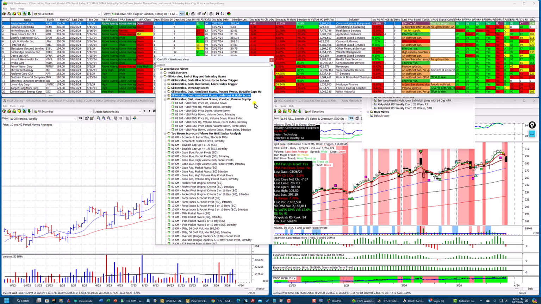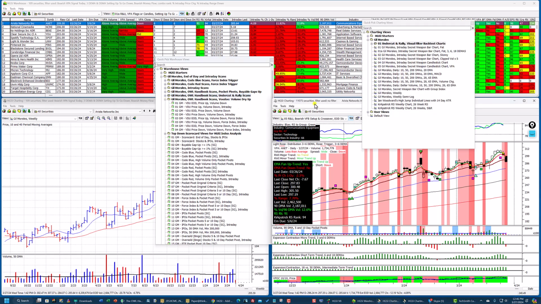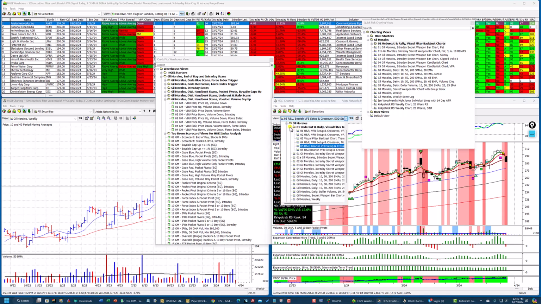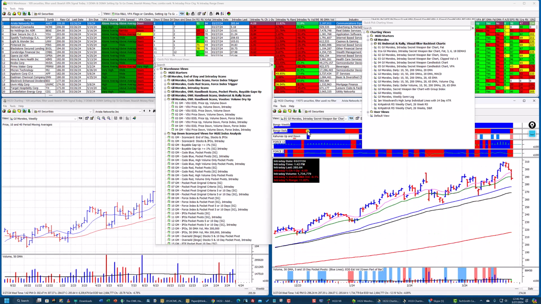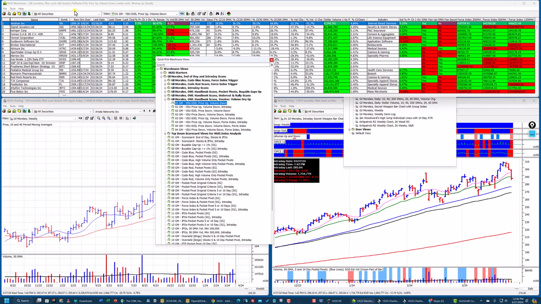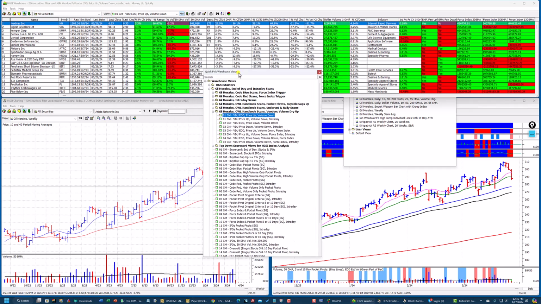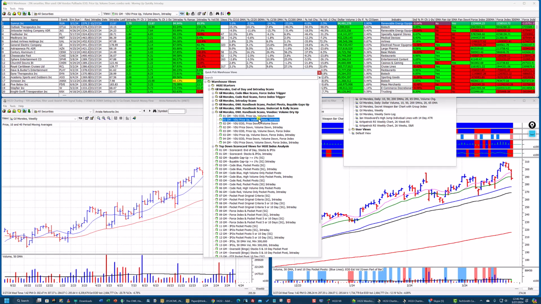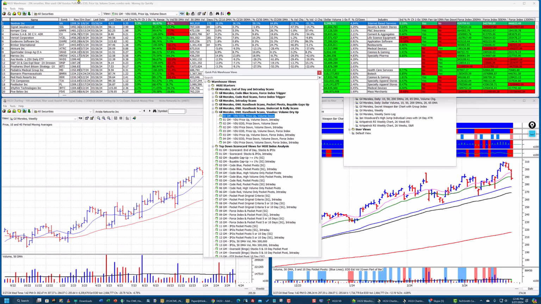And then volume dry up. Let me go back to a different chart here. I'll just go to my standard chart. Now, volume dry up, what I did here is volume dry up, end of day, price up, volume down. Volume, this is the intraday. So the volume was drying up, the price was up, but the volume was down. And then here's the end of day.